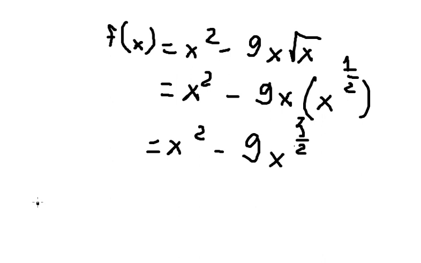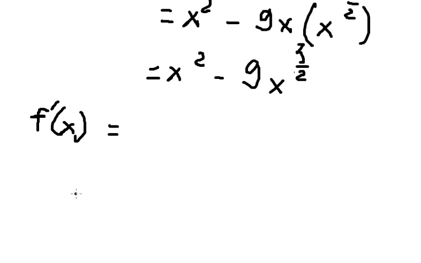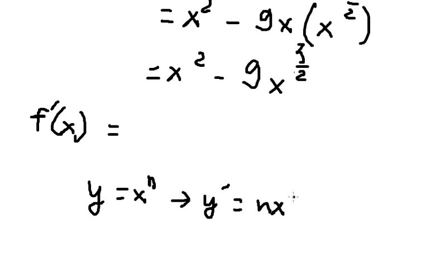Now we first need to take the derivative of the function. So we can apply the formula here. We put the number 2 down here, so we have 2s, and 2 minus 1 gives us 1.